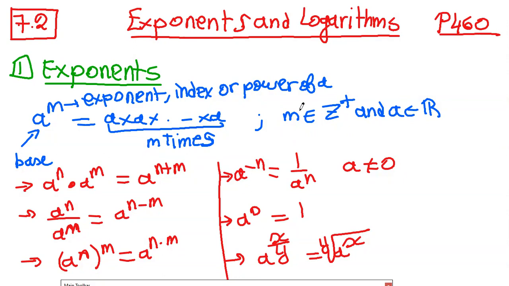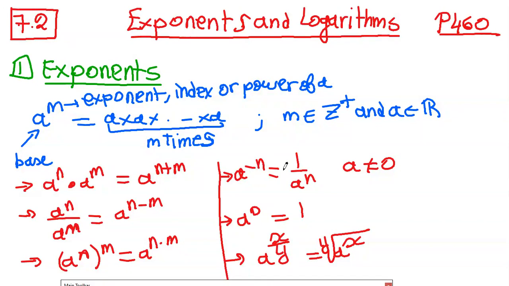the power of a. When I say a exponent m, it means I'm multiplying a by itself m times. You need to be careful, m should belong to Z plus and a is a real number. We have those rules, we know them already from grade 9. If I have a^n times a^m, multiplying the same base, I add the exponents: a^(n+m). a^n over a^m, dividing two numbers with the same base, I subtract the exponents. (a^n)^m is a^(n times m).